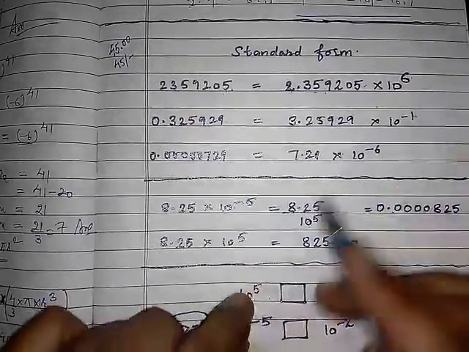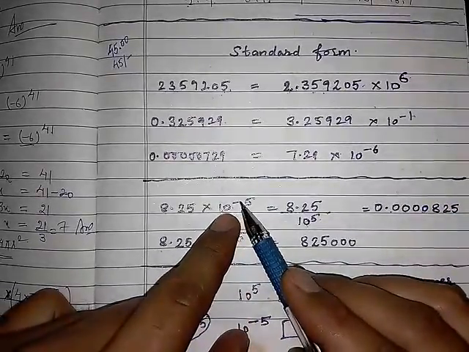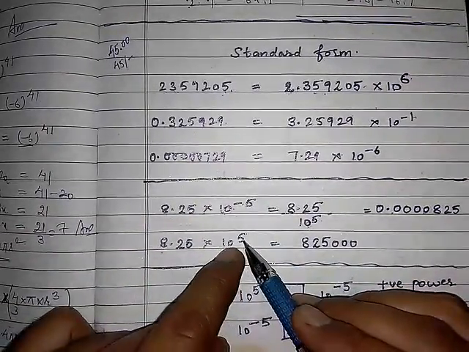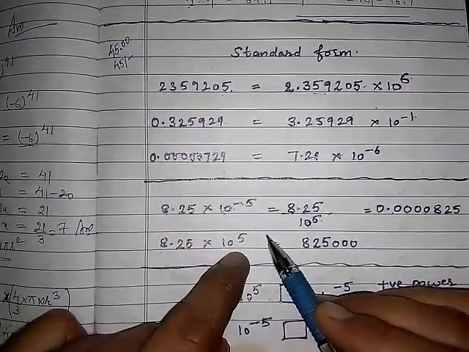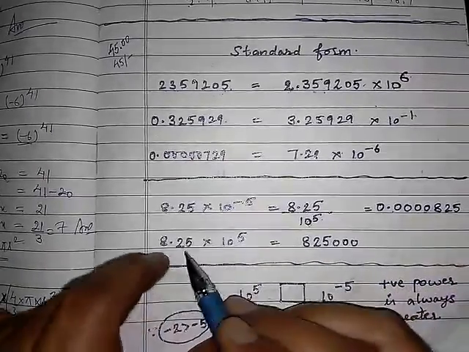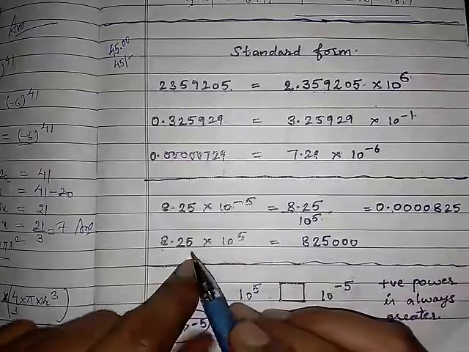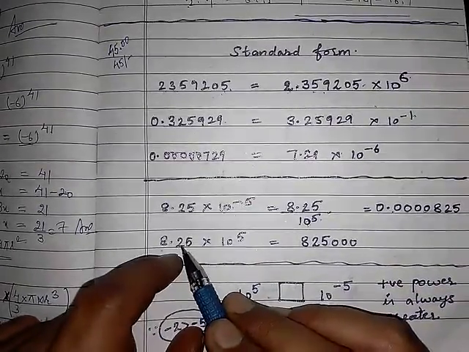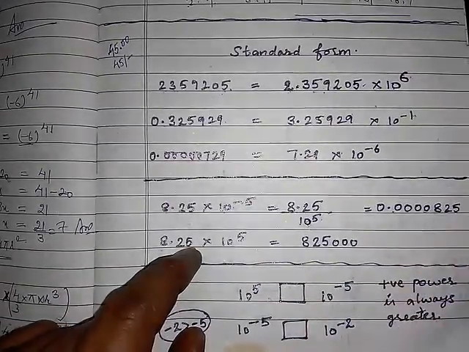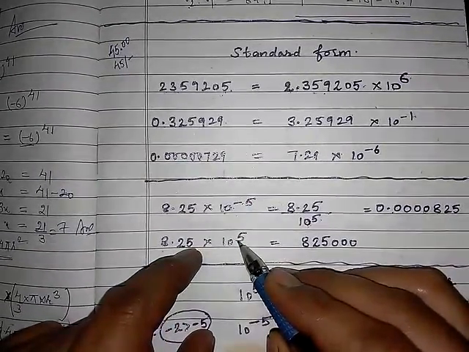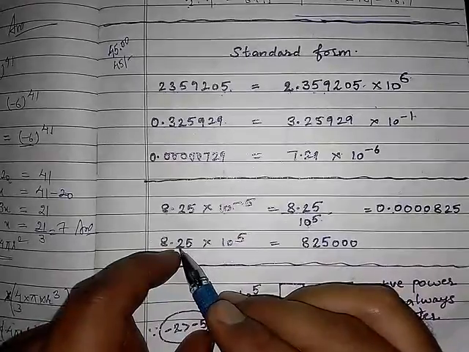Clear? Now keep it in our mind, if negative power is there, the decimal will shift towards the left, and if it is positive power, then the decimal will shift towards the right hand side. Now see, 10 raised to the power plus 5 means the decimal will shift towards the right hand side. How many places? 5 places. 5 means this power 5. Clear?